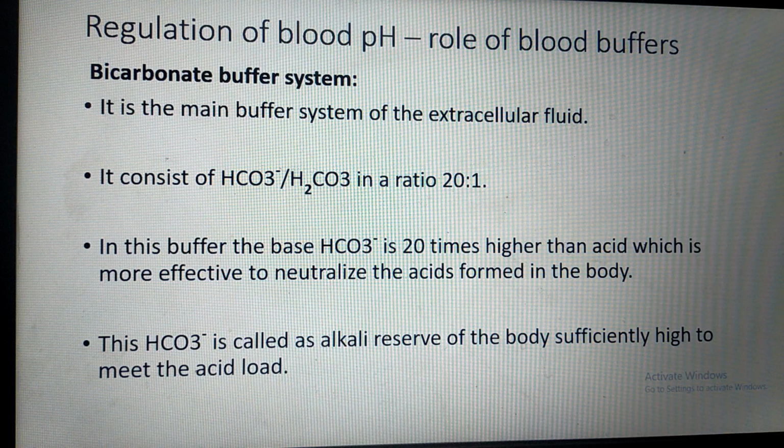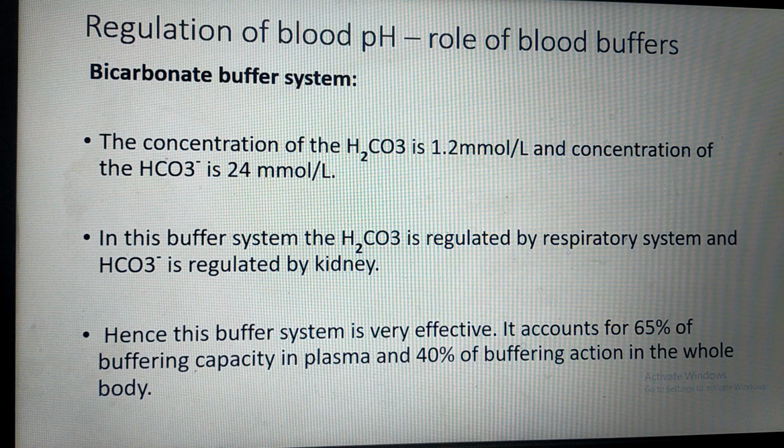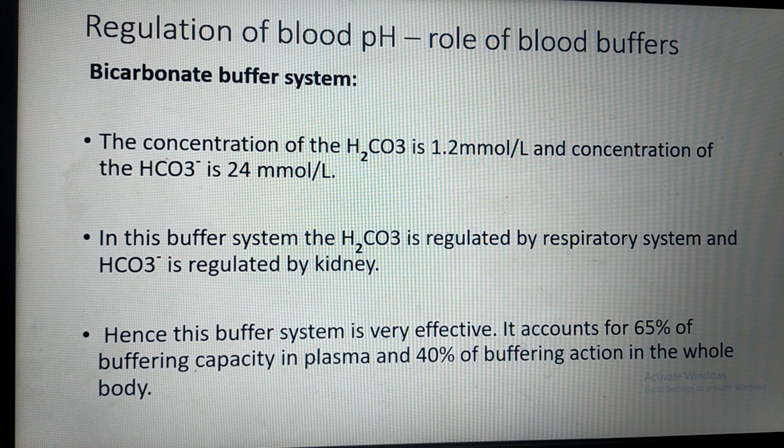This bicarbonate is also called the alkali reserve of the body, which is sufficiently high to meet the acid loads of the body. If you go to the actual concentration of carbonic acid, it is 1.2 millimole per liter in normal circumstances, and the concentration of bicarbonate is 24 millimole per liter in normal situation. In this buffer system, carbonic acid is regulated by respiratory system and bicarbonate is regulated by kidney. Hence, this buffer system is very effective. It accounts for 65% of the buffering capacity in plasma and 40% buffering action in the whole body.